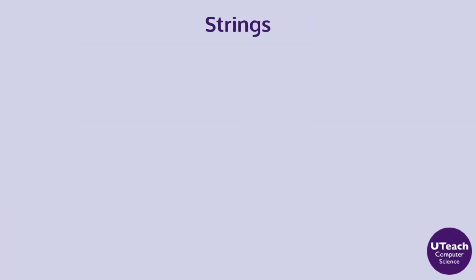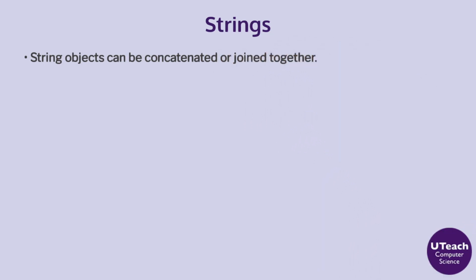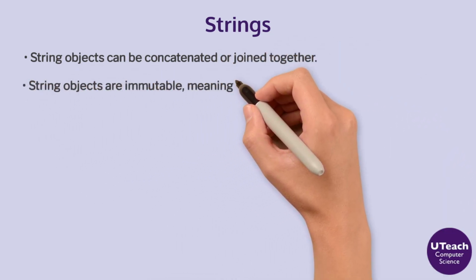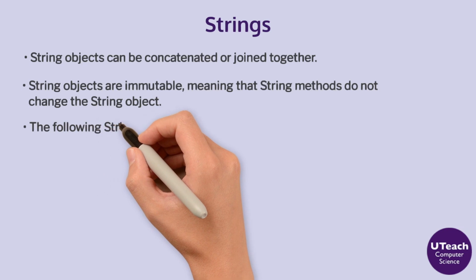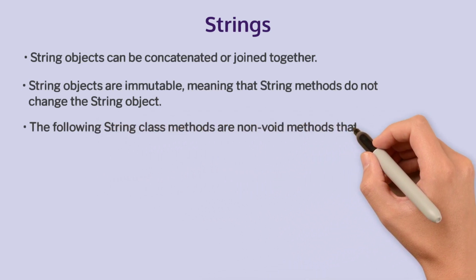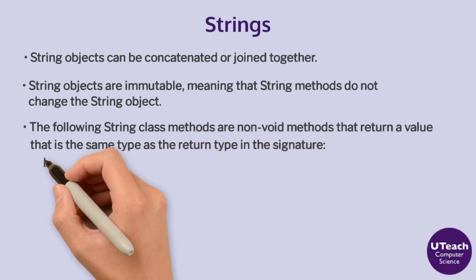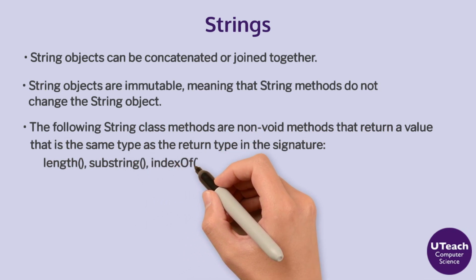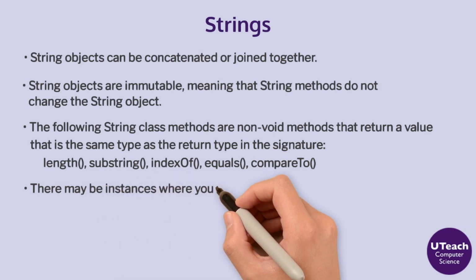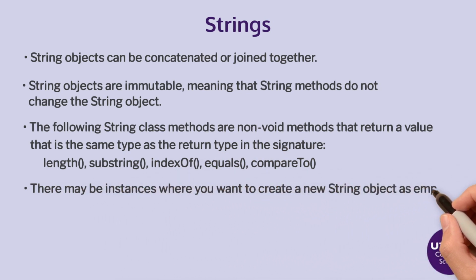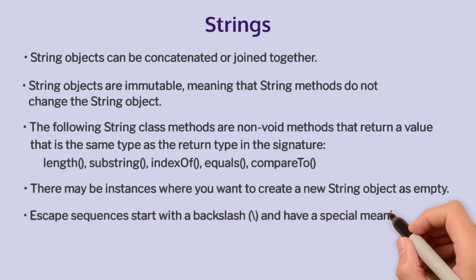To recap strings, string objects can be concatenated or joined together. String objects are immutable, meaning that string methods do not change the string object. The following String class methods are non-void methods that return a value that is the same type as the return type in the signature: length, substring, indexOf, equals, and compareTo. There may be instances where you want to create a new string object as empty. Escape sequences start with a backslash and have a special meaning in Java.